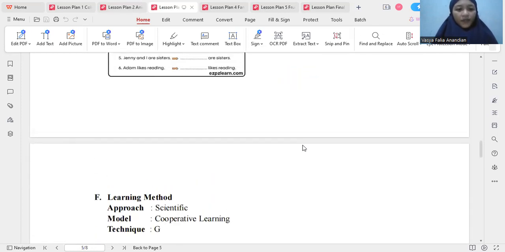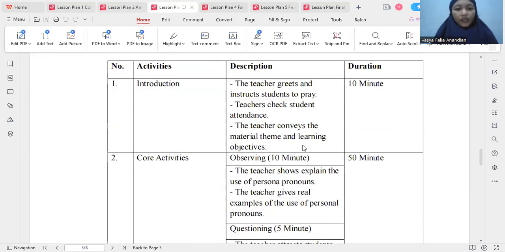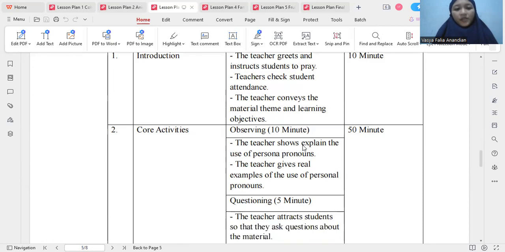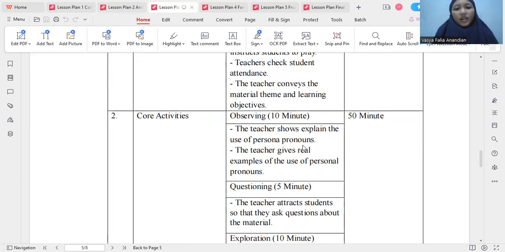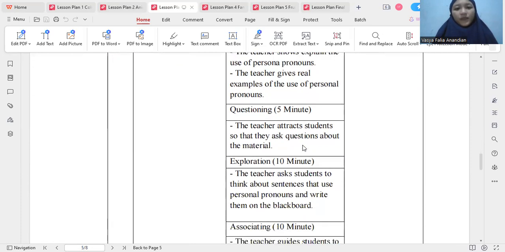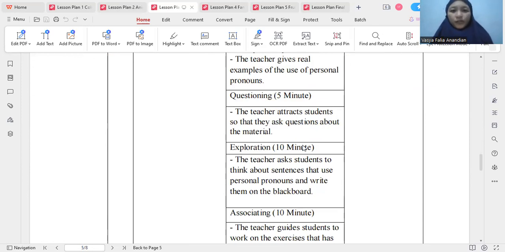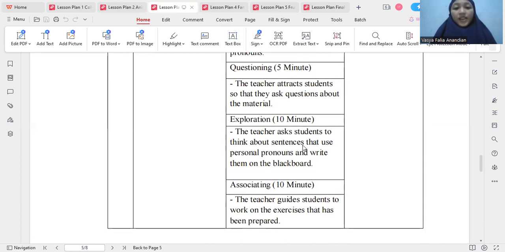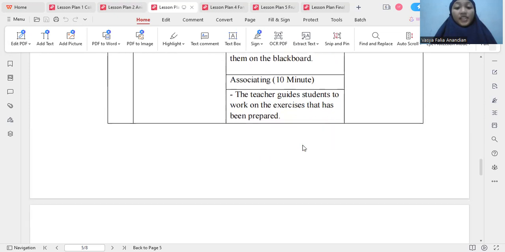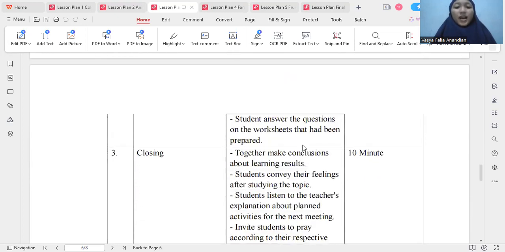Learning method, scientific, cooperative learning. So the activities, introduction: greets and instruct students to pray, attendance, and convey the material theme and learning objective. Core activities: explain the use of personal pronouns, give a real example of the use of personal pronouns. Questioning, attracts students so they can ask about the materials. Explorations, ask students to think about sentences that use personal pronouns and write them on the blackboard in front of the class. Associating, teacher guides students to work on the exercise that has been prepared. Students answer the questions on the worksheet that has been prepared.